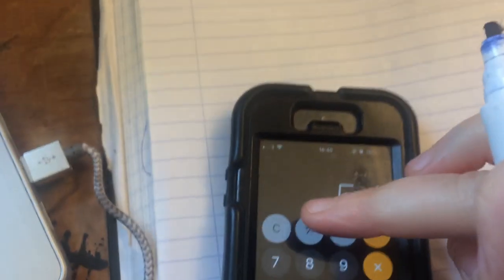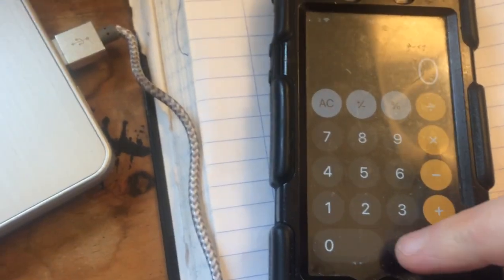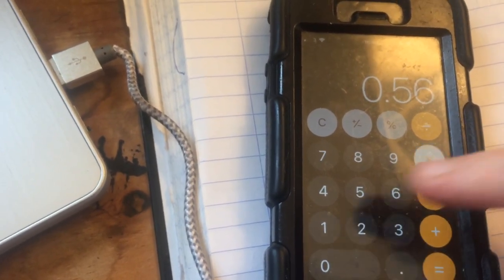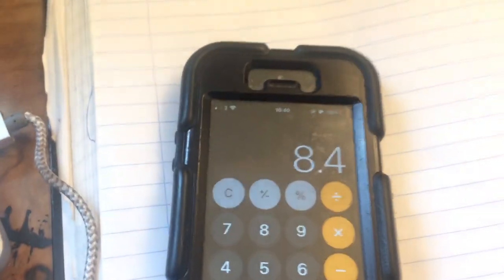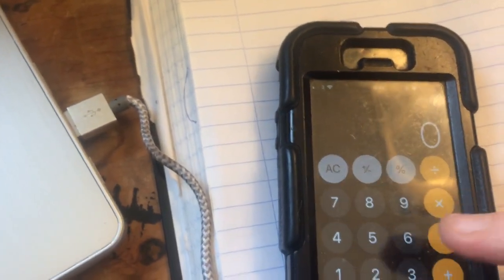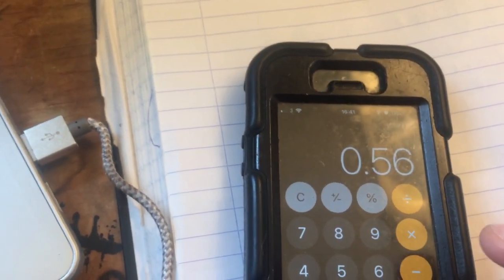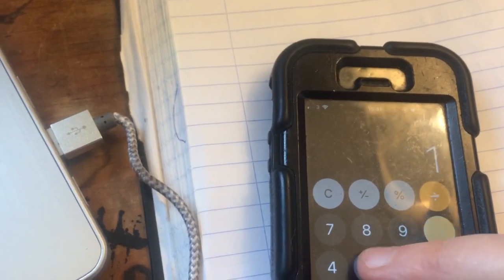We're going to use both our methods again. I'm going to clear this first, and do my decimal method first. So that as a decimal is 0.56. So I'm going to go 0.56 multiplied by 15 equals, and the answer is 8.4. Now we're going to do our percentage way and just check, do we get the same answer? So here we go. 56%, see, it automatically turns it into a decimal for you, multiplied by 15 equals 8.4. So it just shows you both ways work.